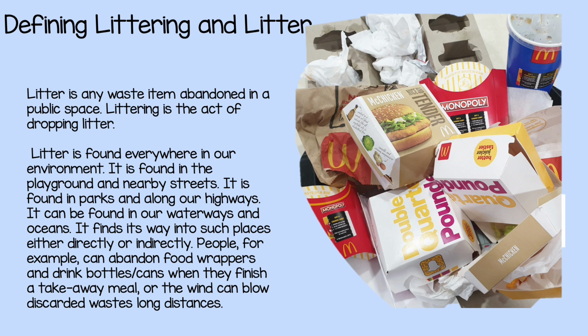It finds its way into different places by people either purposely doing it by dropping it on the ground or indirectly. So people, for example, can abandon different food wrappers and drink bottles, just like all the rubbish in this picture, when they finish a meal, or the wind can blow discarded waste long distances. So maybe you've been down at the park and you've seen bins that have just got way too much rubbish in them and they're overflowing. And then the litter on top of the bin, because it hasn't been squished down into the bin, the wind picks it up off the top and blows it off and then onto the ground.